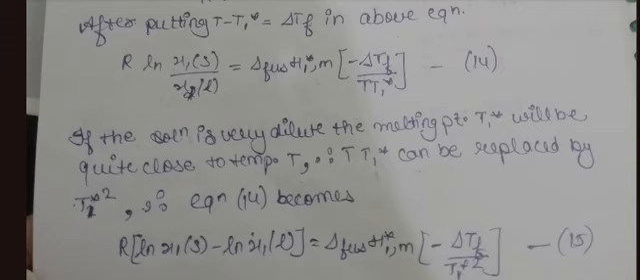If the solution is very dilute, the melting point T1* will be quite close to temperature T. Therefore, T T1* can be replaced by T1* square. Therefore, equation 14 becomes R ln X1S minus R ln X1L is equal to Δfus H1* m into minus ΔTF by T1* square.